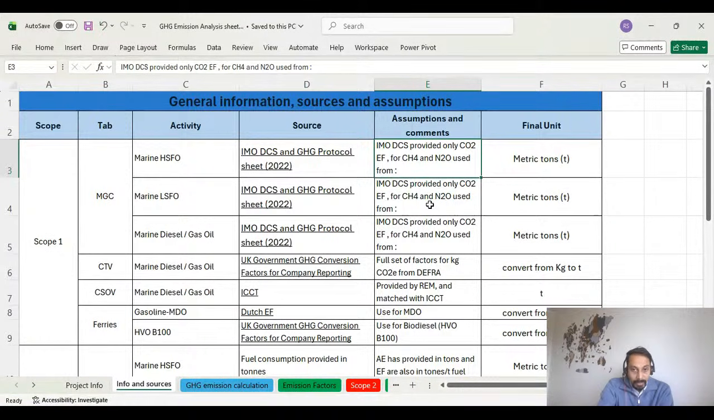If you develop your own methodology, then you have to disclose your whole documentation. If you are following any particular emissions factor, then you have to disclose it, like UK DEFRA, or the Dutch emissions factor for the Netherlands, etc. And this row is for the assumptions and comments. If you have taken any assumptions, or if you don't have raw data, you can add comments on that. And the final units: what type of final units you are going to calculate, tons of CO2 equivalent.